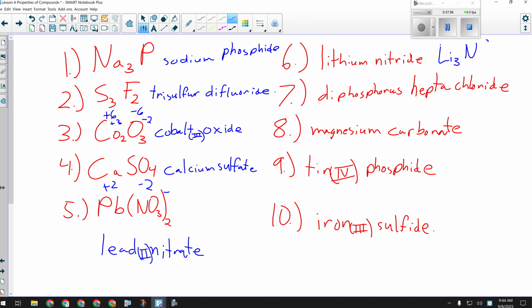Diphosphorus heptachloride, ionic or molecular? Molecular, both non-metals, plus it's full of prefixes. Okay, so P2, that's what di means. What does hepta mean? 7. Yeah, P2Cl7.